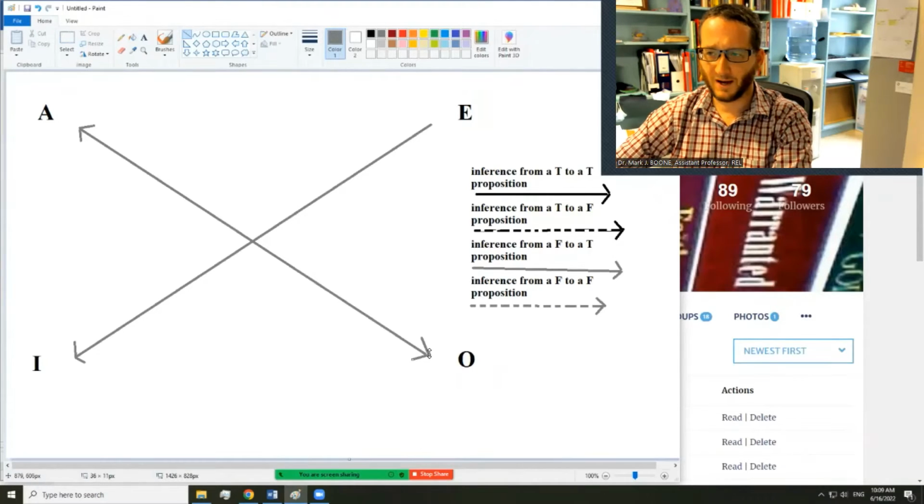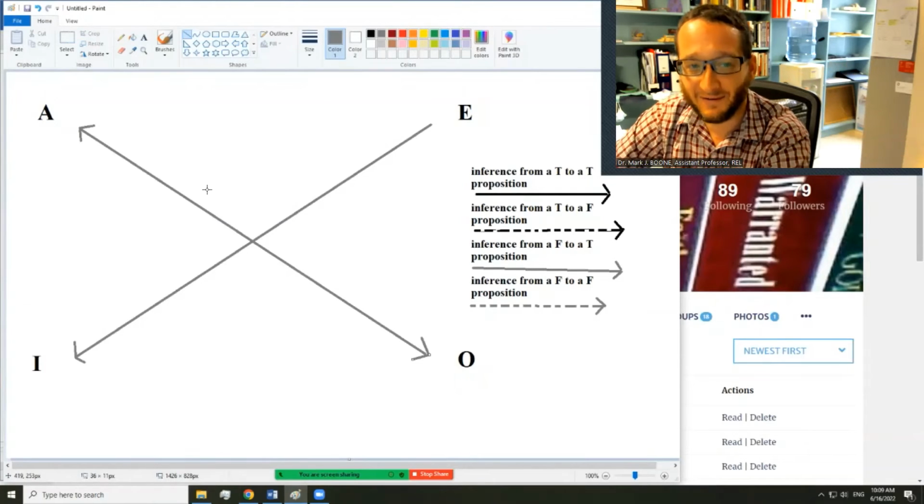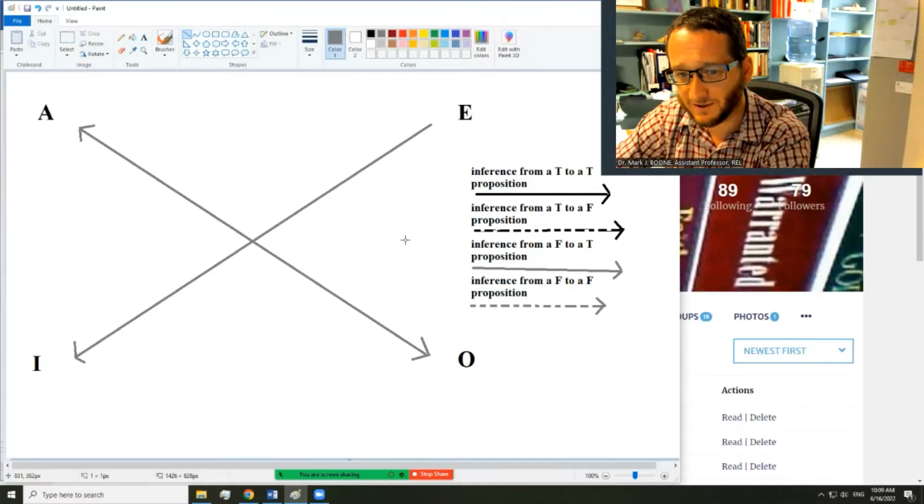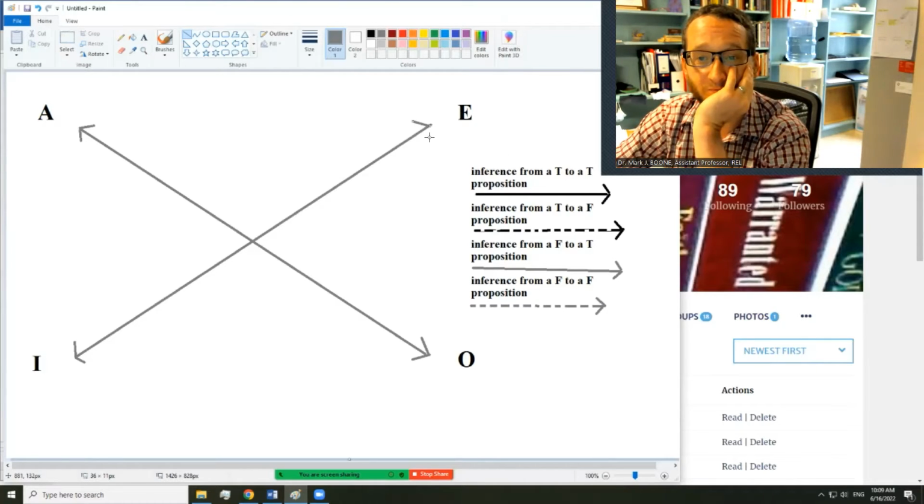Wait, hang on, let me do the math. If A is true, its corresponding O is false, and vice versa. That's 1. No, we're doing dotted gray here. If A is false, its corresponding O proposition is true, and vice versa. If E is false, its corresponding I proposition is true, and vice versa. That's 1, 2, 3, 4. So yes, a total of 8.